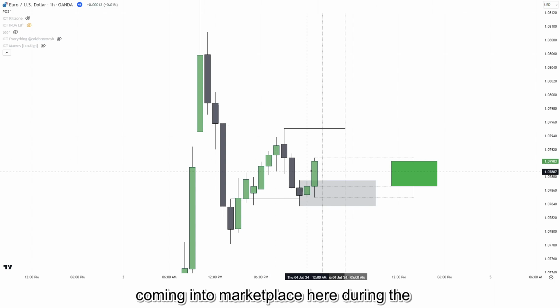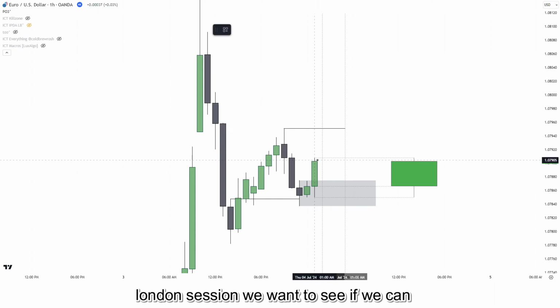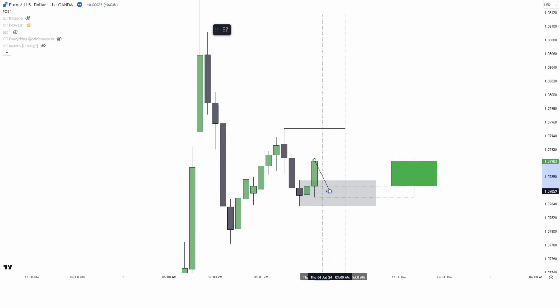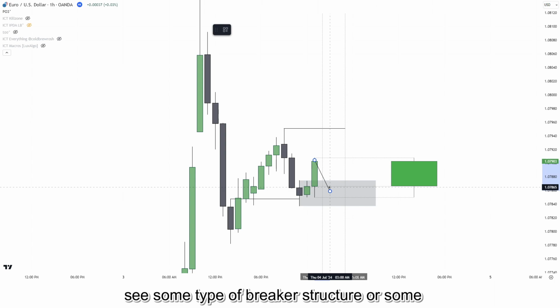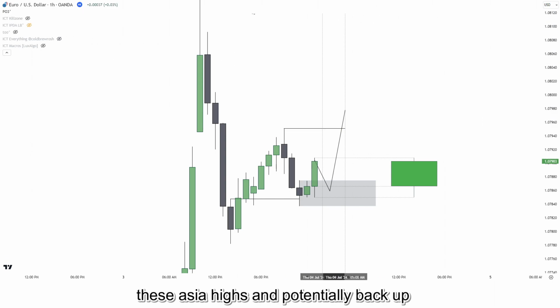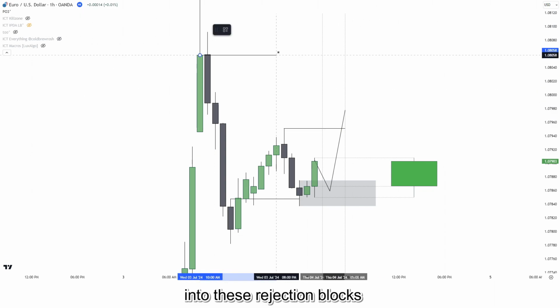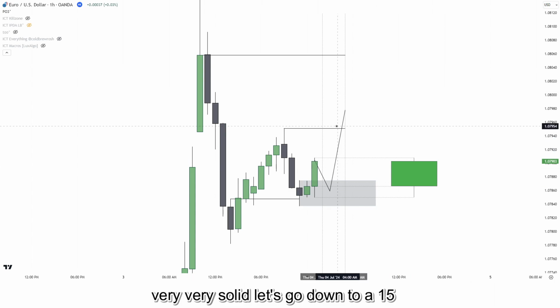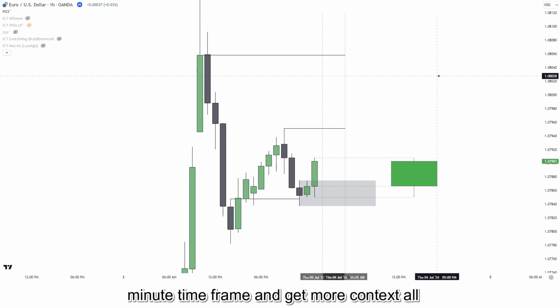So coming into the marketplace here during the London session, we want to see if we can come down into this order block level, see some type of breaker structure or some type of support here on the lower time frames to then take that long back up into these Asia highs and potentially back up into these rejection blocks. Very, very solid. Let's go down to a 15-minute time frame and get more context.